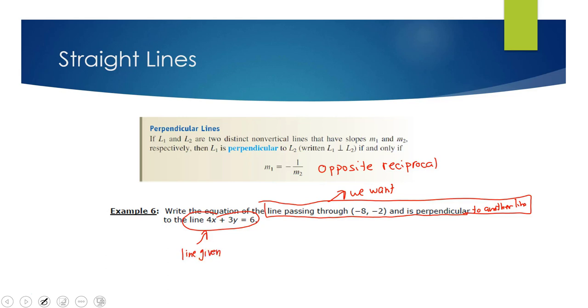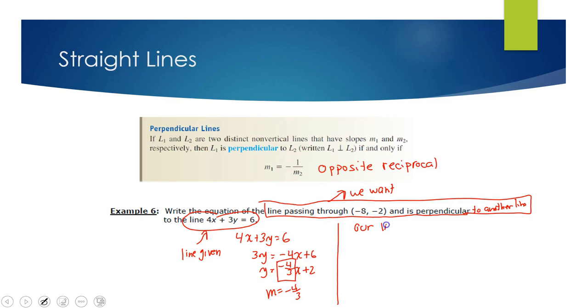So I have to figure out the slope of this line first, which is written in general form or expanded form or whatever way you want to call it. Different textbooks call it different things. So I'm going to solve this for y. I'm going to subtract 4x from both sides, and I'm going to divide both sides by 3. I'm going to distribute it. And the part I'm looking at here is negative 4/3. That's the slope of this line.